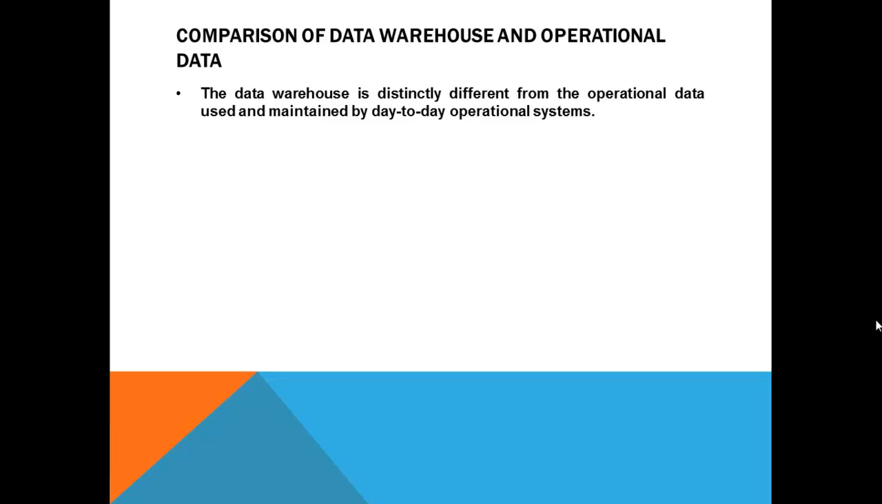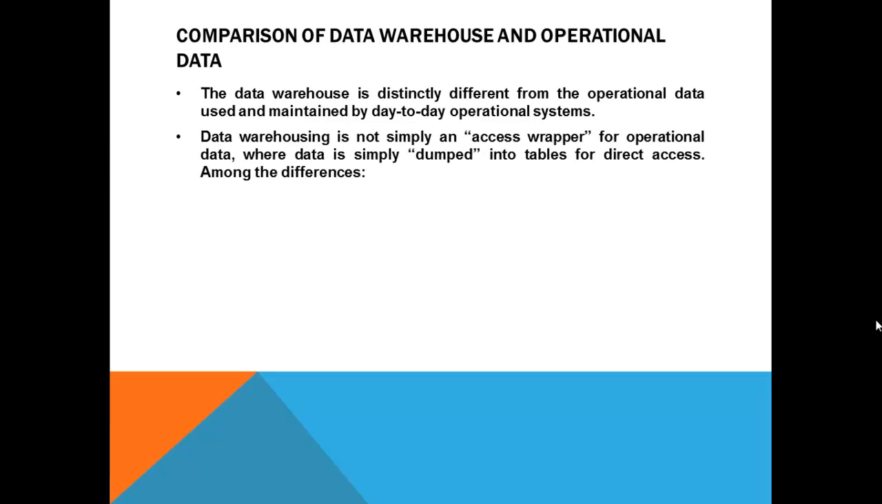A data warehouse is distinctly different from an operational data store, used and maintained by day-to-day operational systems. So an operational data system is maintained by the day-to-day operational system. A data warehouse is fed day-to-day, so it won't have the most current data. So if you ask a data warehouse, what was the transaction made by Ganesh Batula in the last 1 hour, a data warehouse cannot answer. An operational system can answer.